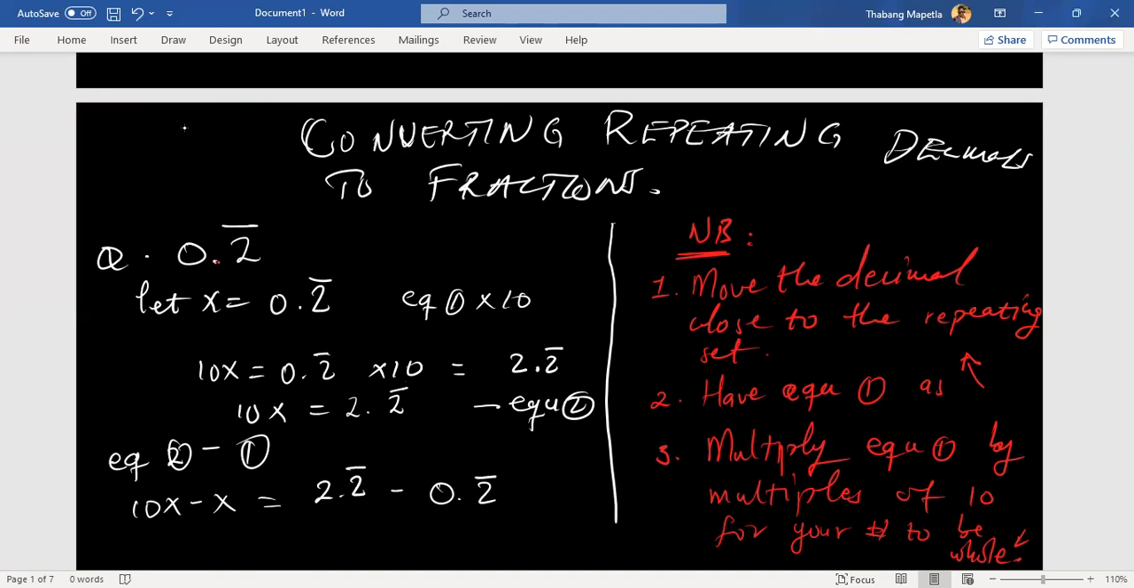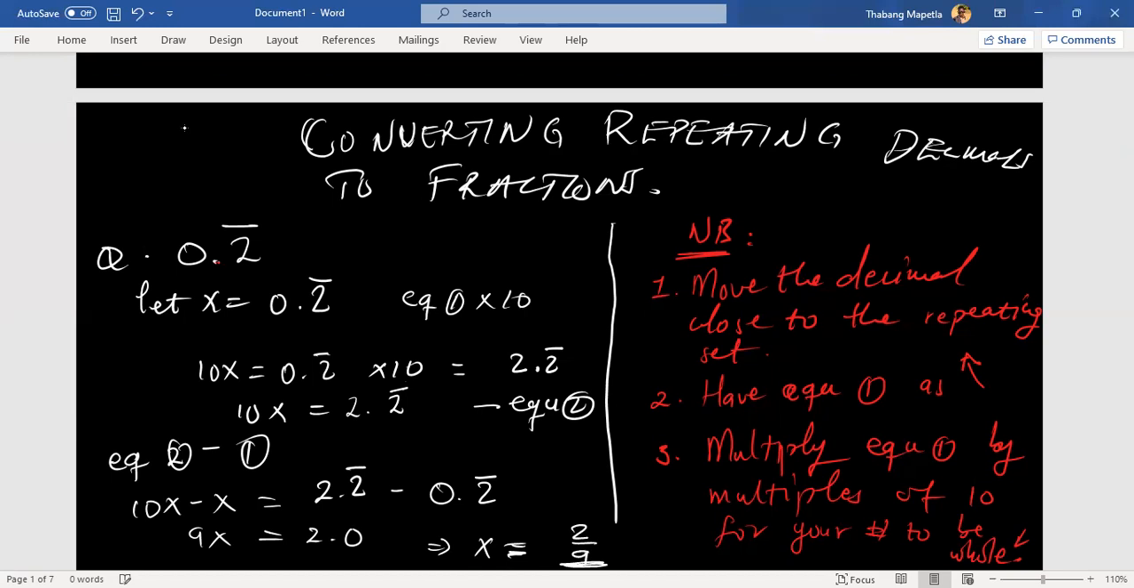So subtracting, when you subtract 10 minus 1, it's going to be 9. So 9x equals, the bar removes the bar because they're after the decimal point, both of them. So it's going to be 0, and then 2 minus 0 is simply 2.0. Therefore, x is equivalent to 2 over 9.